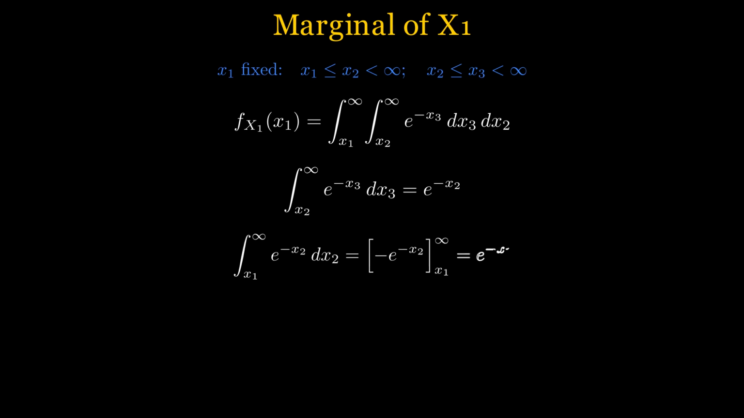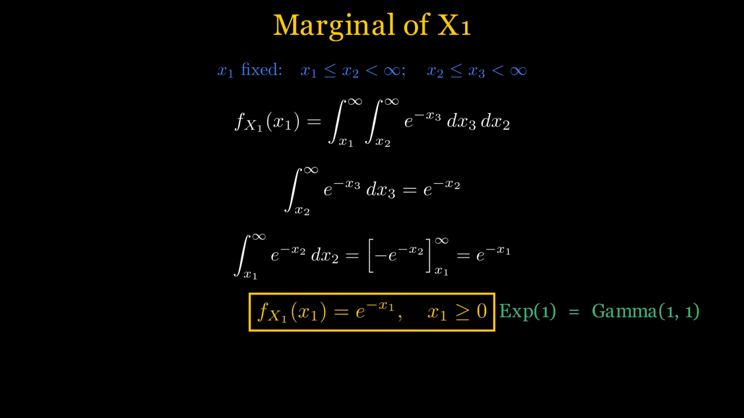Outer integral. Now integrate e to the minus x2 from x1 to infinity. Evaluating the antiderivative gives e to the minus x1. Result: f of x1 equals e to the minus x1 for x1 at least 0. This is the exponential distribution with rate 1, equivalently, gamma with shape 1 and rate 1.